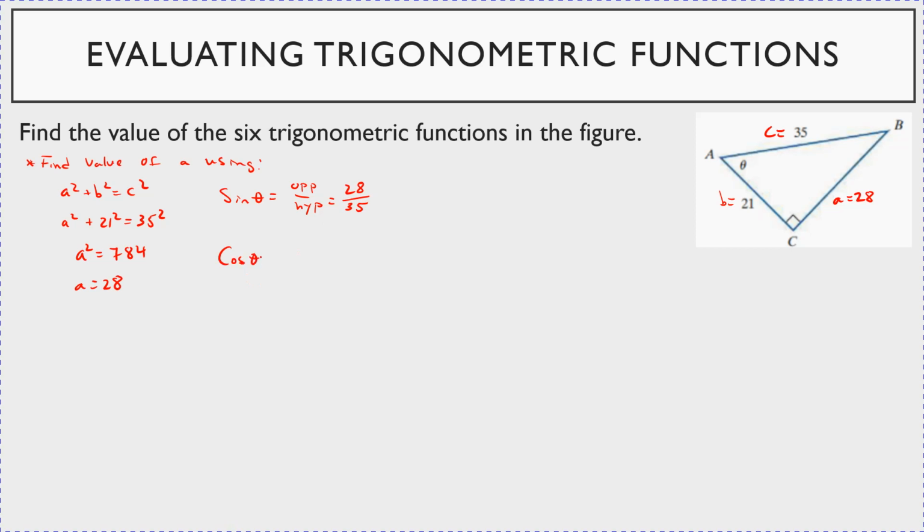Cosine of theta is the adjacent length over the hypotenuse. All right, so adjacent to angle theta is 21, right, over 35. And tangent is the opposite over the adjacent. So tangent would be 28 over 21. Just like that. And then look, now you can find the other ones here, okay?